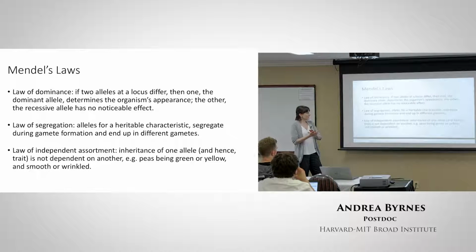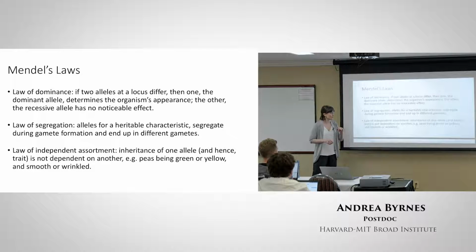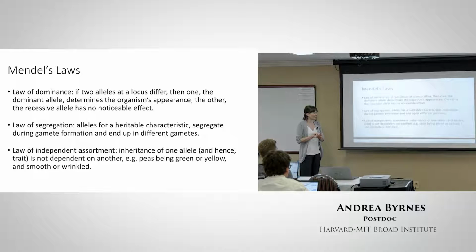So the first law that he proposes is that if there are 2 different alleles at a locus, then one, the dominant allele, determines the organism's appearance, and the other one is recessive. So he's saying you have to have a dominant allele and a recessive allele. So a law of segregation. This is something that came up in the discussion yesterday afternoon, this idea that alleles for heritable characteristics segregate during gamete formation, and they end up in separate gametes. So you have sort of 2 to choose from.